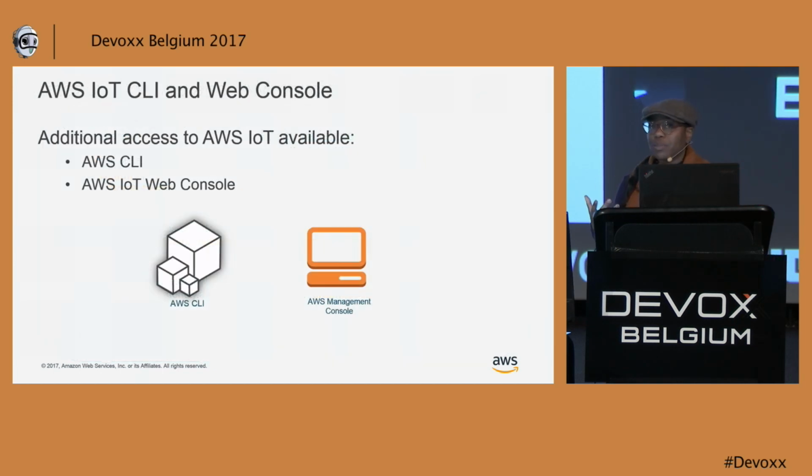You can also do this. For people who don't like consoles or SDKs, it's absolutely okay. You can use the command line for a lot of this. So there's access to the AWS IoT with the command line and also the web console.